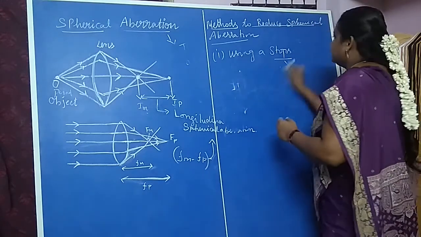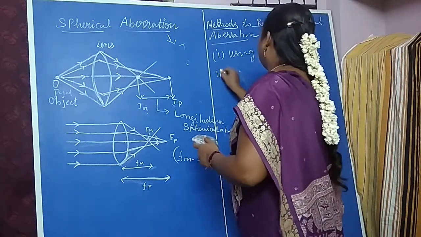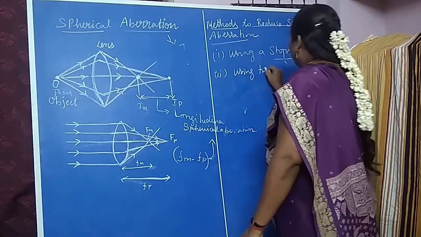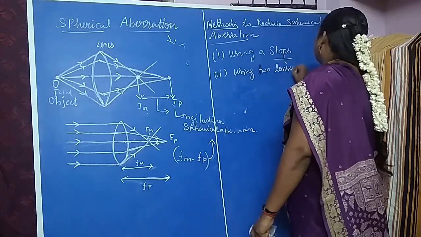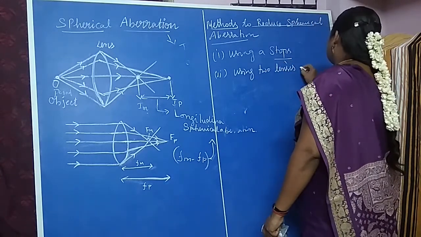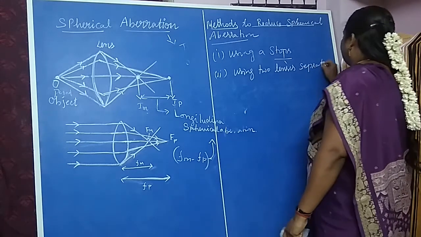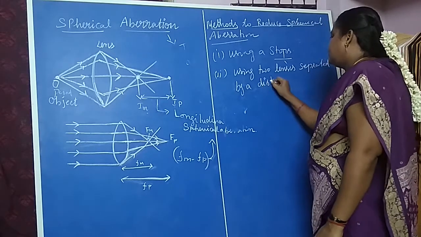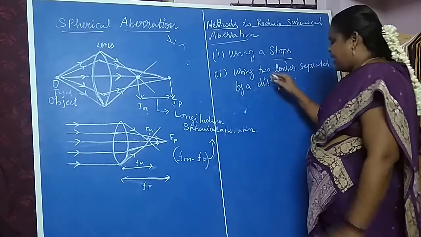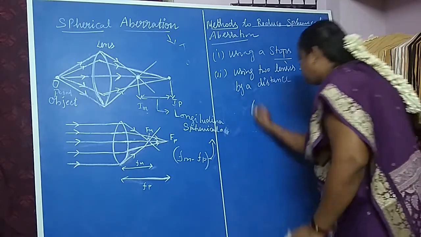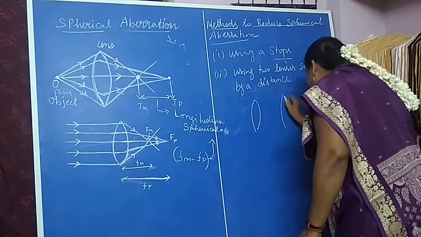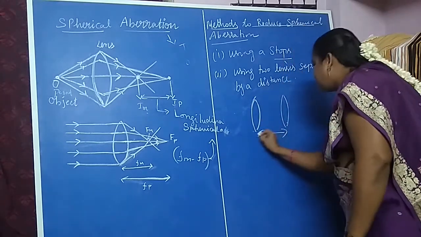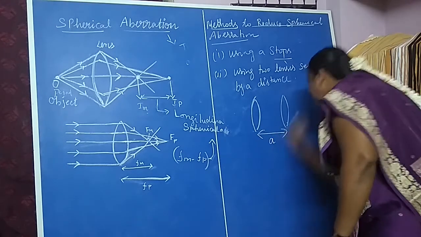The next method is using two lenses separated by a distance. In this case, we are using two lenses. Two converging lenses are placed on the axis. The distance between the two lenses is A.